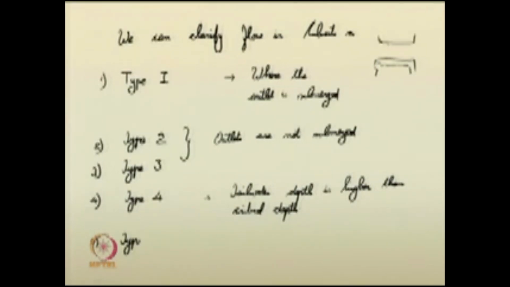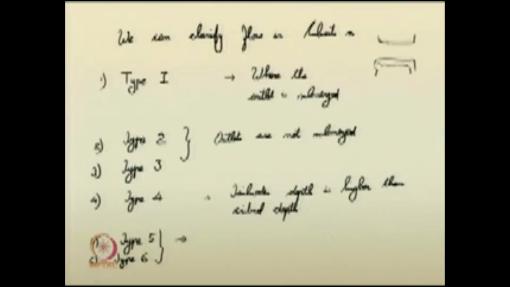You can have type 5 flows, also type 6. I can just give both, mention both together here. So, there are basically 6 types of flows in culverts. Type 5 and type 6 are where the tailwater depth is lower than critical depth.